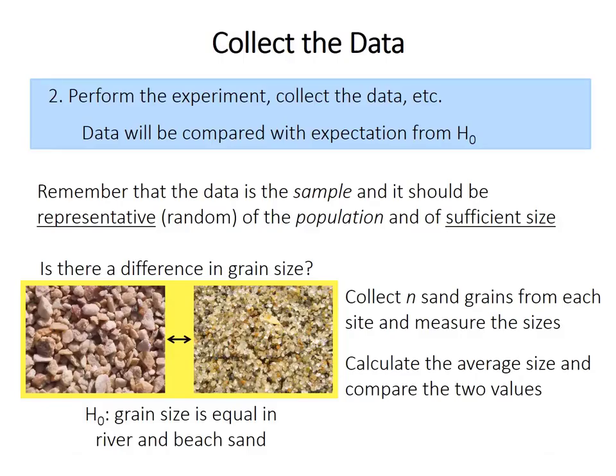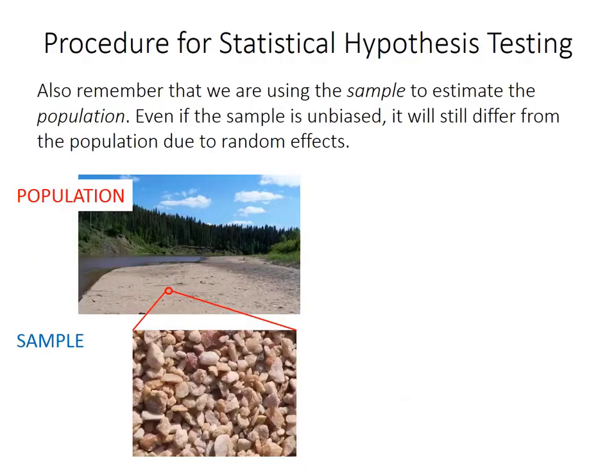We'll pick up from the point where you've chosen your null hypothesis and you've collected the data to test that hypothesis. So imagine the case where we want to know if there's a difference in grain size between two samples of sand, the example I've used in the previous videos as well. We collect two samples of sand grains and measure them, and then calculate the average size, the mean size, and compare the two. So remember that we're using the sample to estimate the population. Even if your samples are unbiased, meaning they're not deliberately higher or lower than the population, you'd still expect two samples to differ from each other to some degree just because they're randomly drawn from the population.